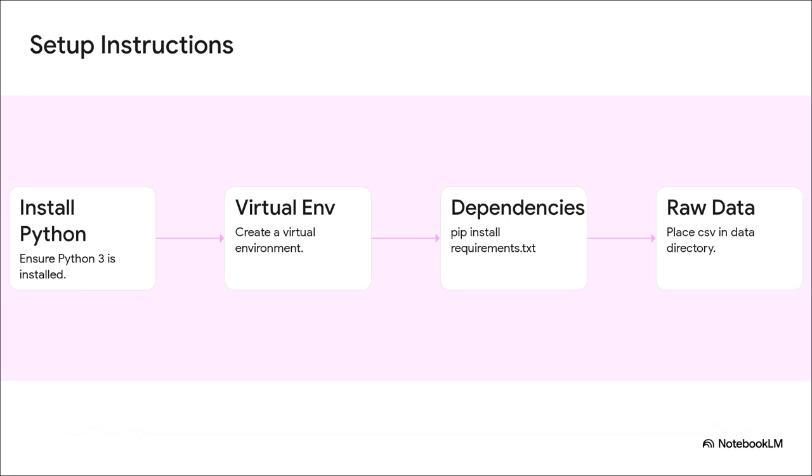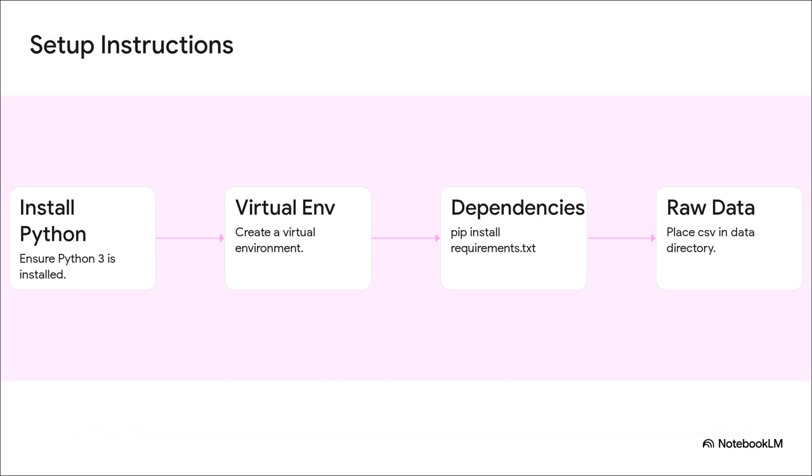Step 1, we have to make sure Python 3 is installed, because that's our base operating language. Next, for Step 2, we use venv to create and activate a virtual environment. This is essentially building a clean room for our code, completely isolating it from the rest of the computer. Step 3 is installing all our specific project dependencies from a requirements.txt file.